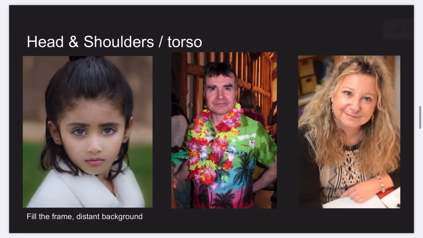These are some other examples. The person on the left, obviously you've got head and shoulders. The middle one, the person at the party, you've got the half body shot, and the person on the right, sort of quarter body basically.